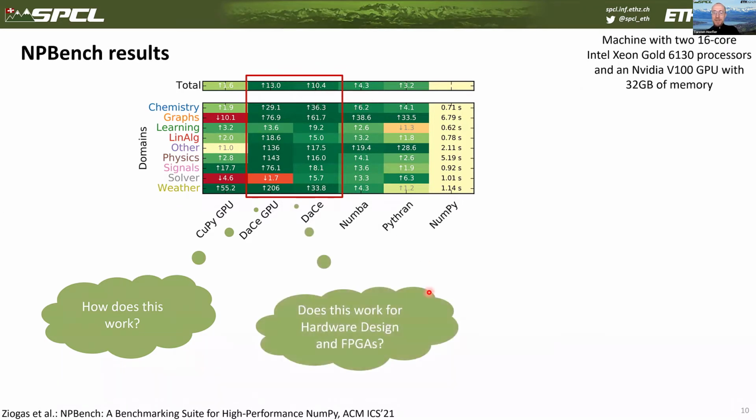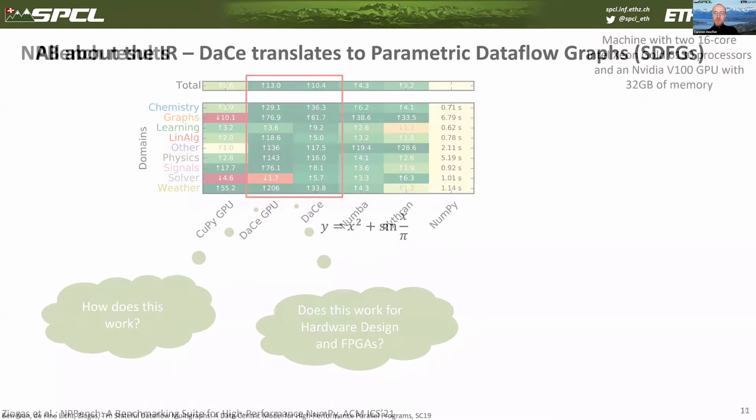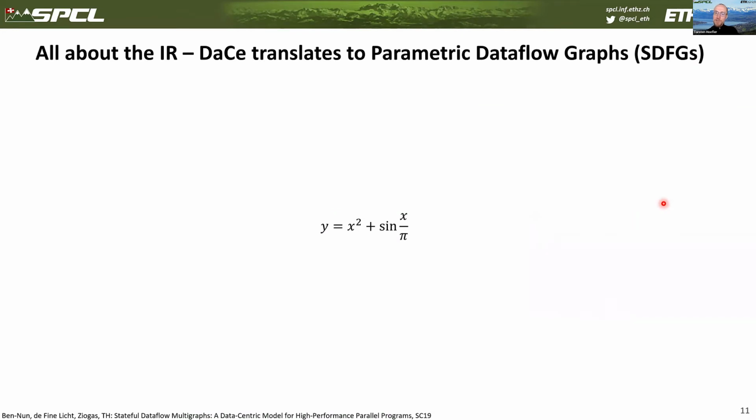So now the question is, how do we get this to work? How do we achieve the speedup? And does it work for FPGA and hardware design? And the answer is yes, it will work for FPGA. So just bear with me, and I'm going to explain exactly how we get there. But I need to fill in a little bit of background on data flow programming first, because that's not generally known.